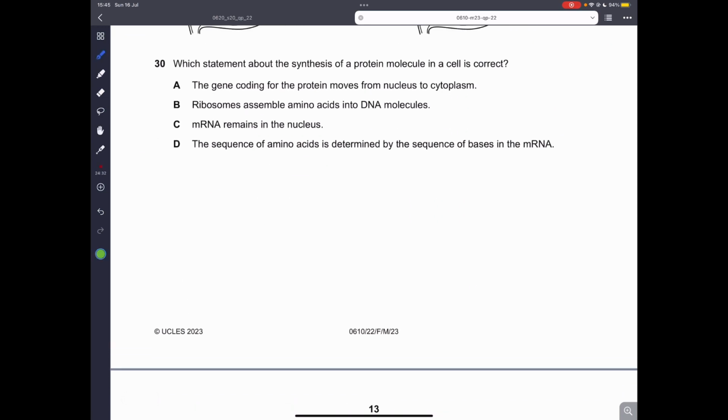Question 30. Which statement about synthesis of protein molecule in a cell is correct? Okay, let's read. The gene coding for the protein moved from the nucleus to the cytoplasm. The gene coding DNA does not move, but the mRNA does move. So this is actually the wrong wording here. Therefore, A is the wrong answer.